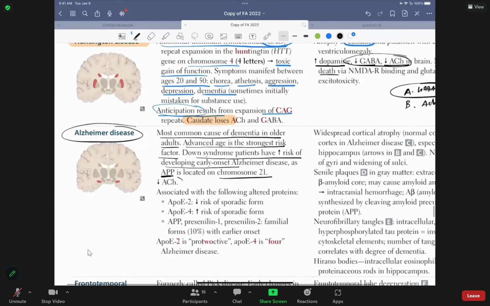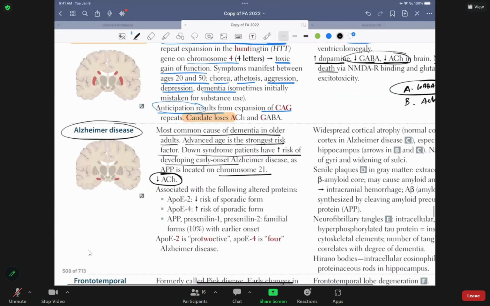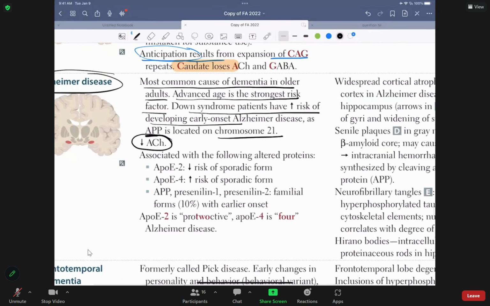Alzheimer's disease has decreased acetylcholine. It's due to decreased choline acetyltransferase activity. Okay. Now there's this thing, folks. People who have APOE2 protein have a decreased risk of the sporadic form. So if you have more APOE2, you have less chance to get Alzheimer's disease. If you have APOE4, then you have an increased chance of getting Alzheimer's.